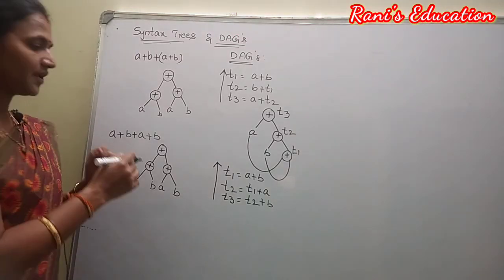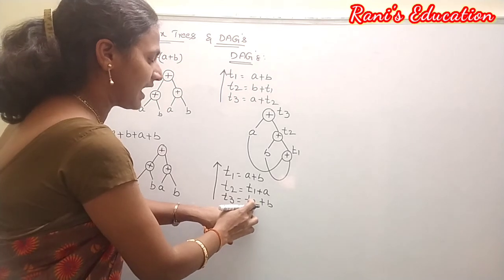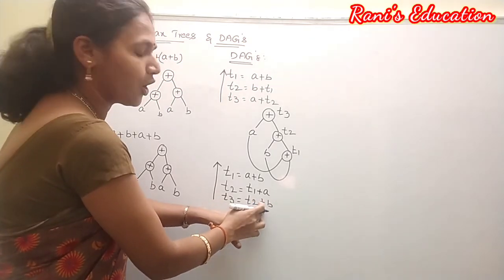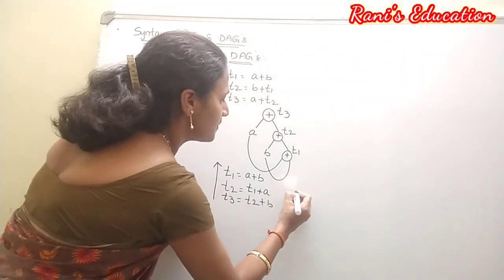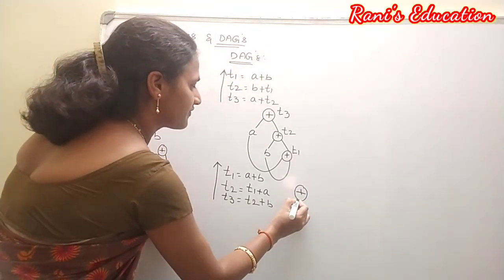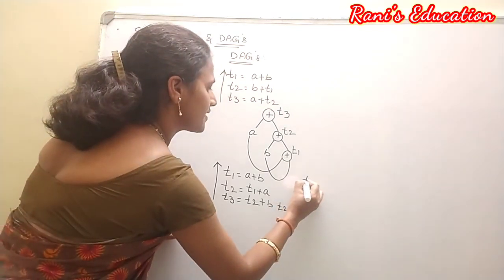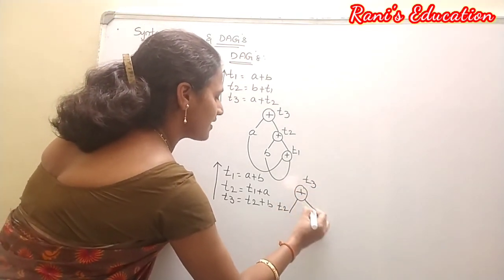Bottom to top. So in T3 we have T2 plus b. Here the operator is plus, which becomes the root node for that. So the left child is T2. This root node is T3. The right child is b.